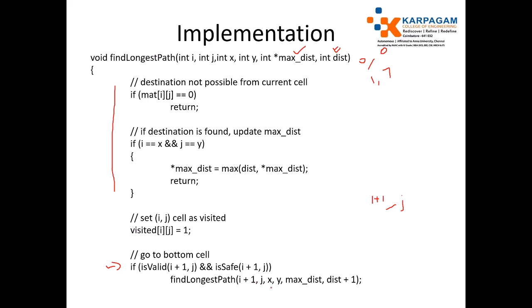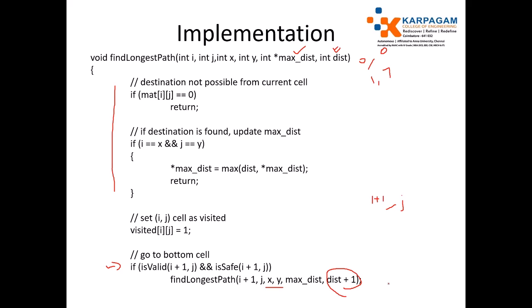This is the cell we wish to move to, and we can pass the maximum distance, and you are moving to the bottom cell now. Just increment the distance value by 1. Already you have the distance stored in the distance variable, and just increment it by 1.